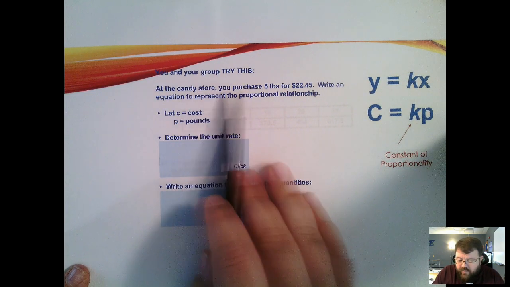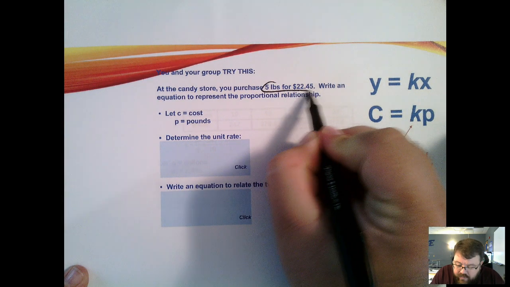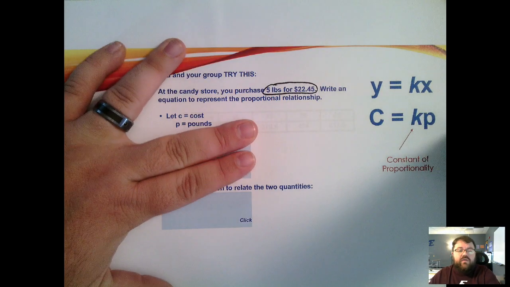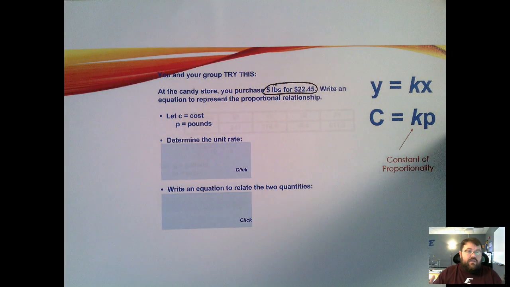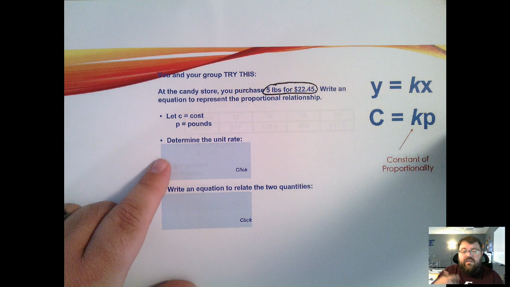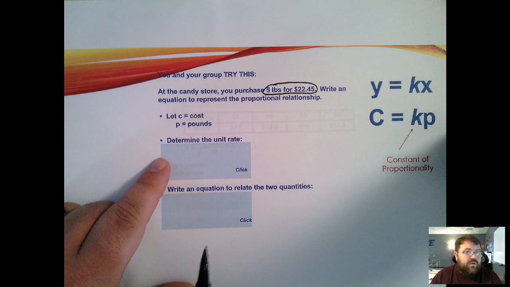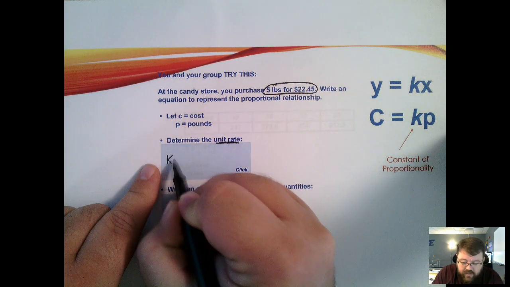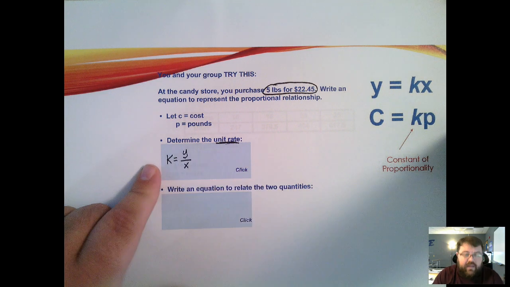At the candy store, you purchase 5 pounds for $22.45. Write an equation to represent the proportional relationship. Guys, understand, this first part is not going to be there for you on your learning check and your check for understanding. We're putting this first part here to help you understand that's what you should do. That's how you think about these types of questions. So unit rate, you should think of constant of proportionality. Our equation for constant of proportionality is K equals Y divided by X.